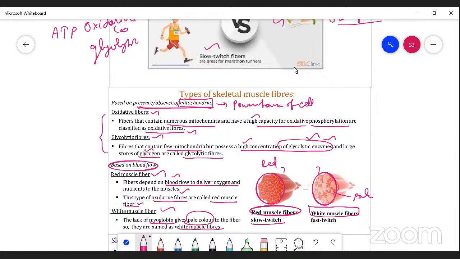That means what? Contraction is slow. But white muscle fiber has a fast pitch. So remember this one: slow pitch and fast pitch. Which muscle fiber has a slow pitch? That is the red muscle fiber. Need a question on this one. Which muscle fiber has a slow pitch? That is the red muscle fiber. Fast pitch takes place in the white muscle fiber. Okay, so next one.